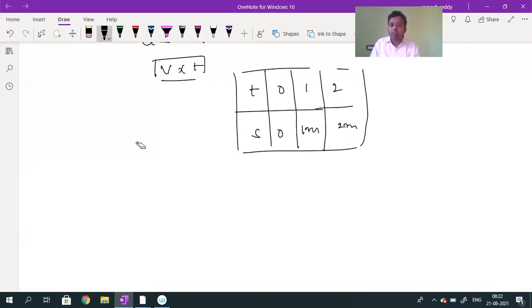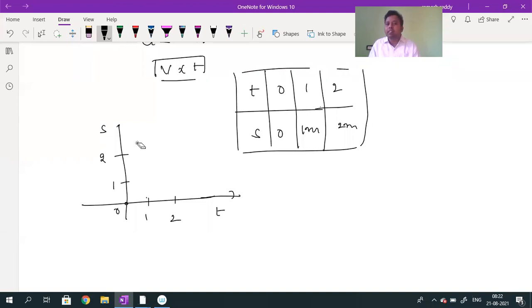How can you draw the graph? You know that basically. Now I want to draw the graph between displacement and time. Take the scale. Initially time is 0, then 1 second, then 2 seconds. Corresponding to 1 second, here I will consider 1 meter, here I will consider 2 meters.